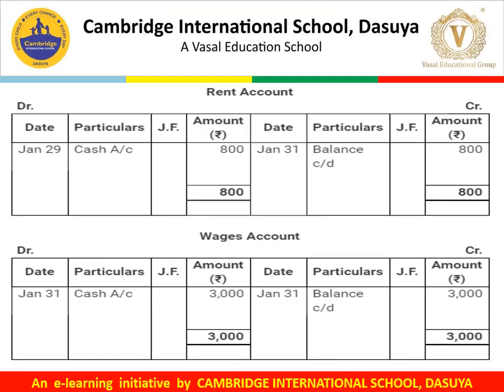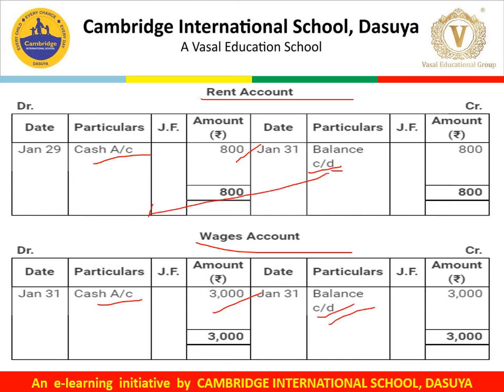Then after that there is a rent account, same, one payment is there, 800 rupees, and same in the wages account, one payment is there of rupees 3,000. So we will calculate the balance c/d, and after that balance c/d will be transferred to the opposite side as balance brought down.